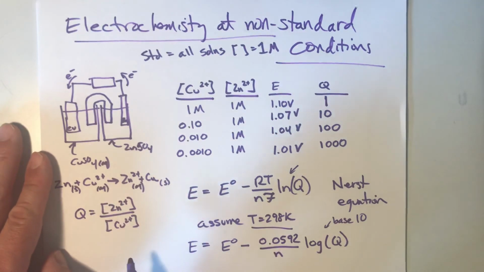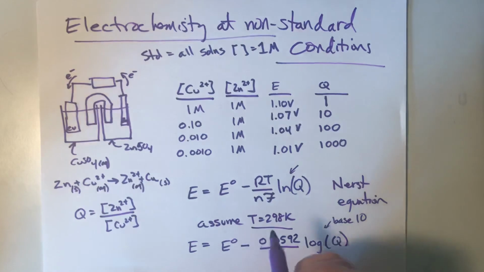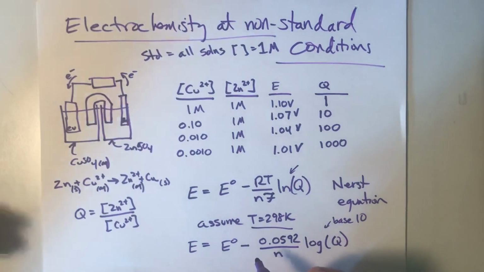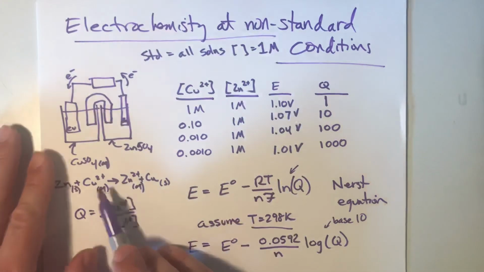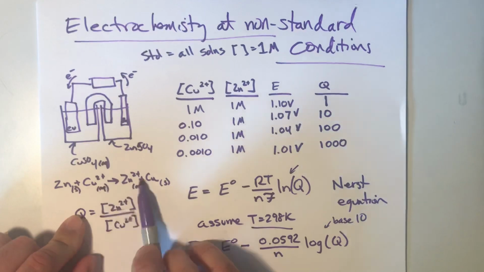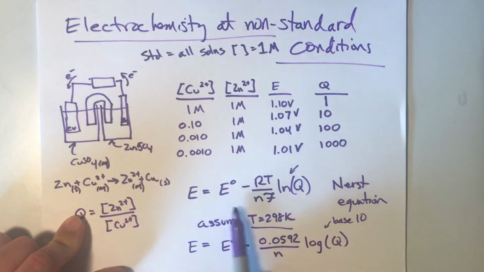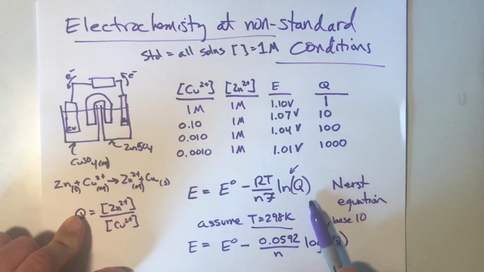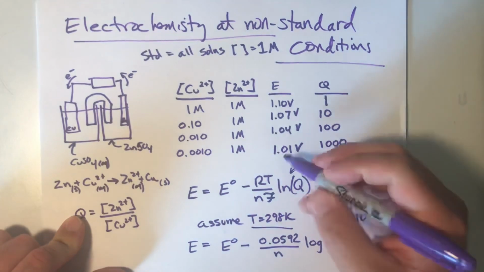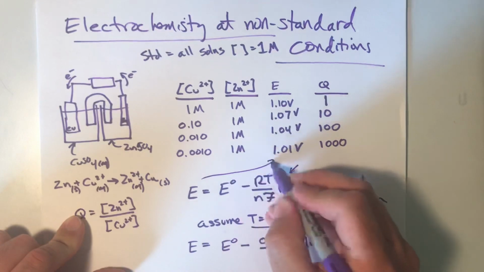So if we're looking at electrochemical reactions at non-standard conditions, we can either use Le Chatelier's principle to predict the direction of the change for E, or, if we know the values, we can plug them into the Nernst equation and solve for them and get the values of E that we would see here.